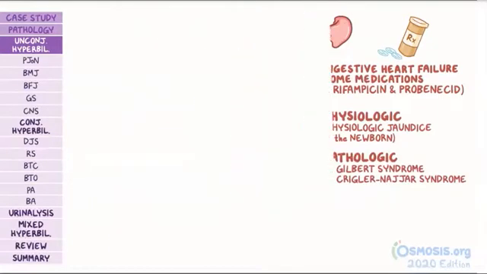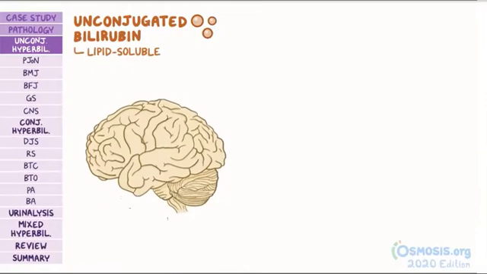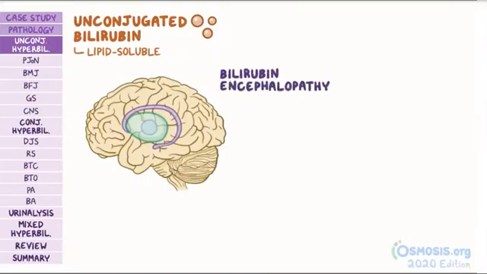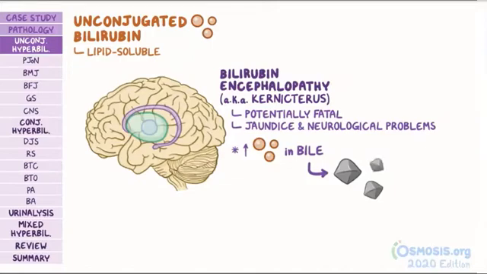Now, as mentioned before, unconjugated bilirubin is lipid soluble, meaning it can deposit in many organs of the body, including the brain. Deposition of unconjugated bilirubin in basal ganglia can cause bilirubin encephalopathy, also known as kernicterus, which is a potentially fatal condition characterized by jaundice and neurological problems. In addition, these individuals can have an increased concentration of unconjugated bilirubin in bile, and this can result in the formation of numerous small black pigmented gallstones.